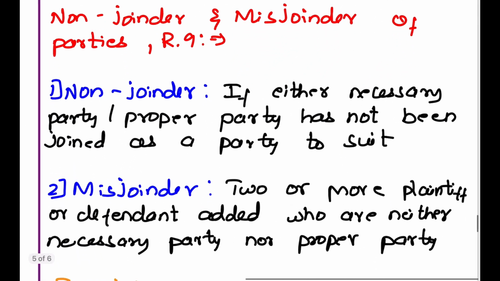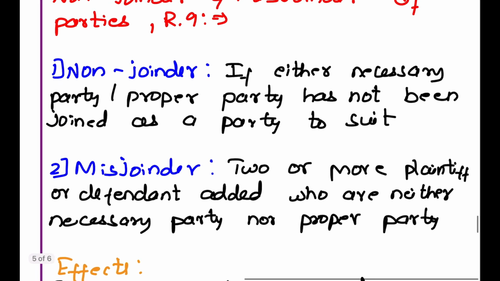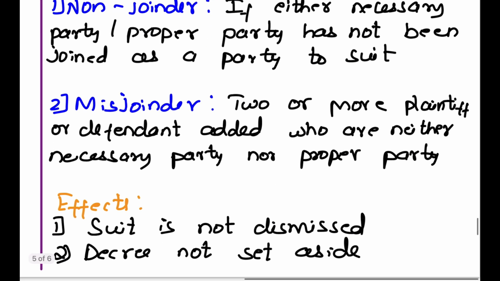Non-joinder and misjoinder of parties. So non-joinder, what do you mean by non-joinder? If either a necessary party or a proper party has not been joined as a party to the suit, then it is called a non-joinder of party. Whereas in misjoinder, two or more plaintiffs or defendants are added to the suit who are neither a necessary party nor a proper party to the suit.